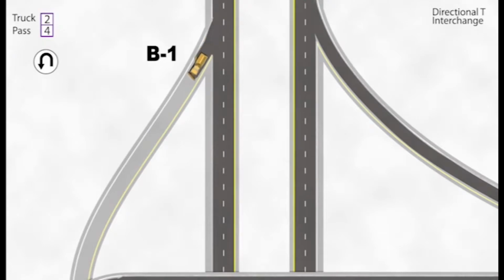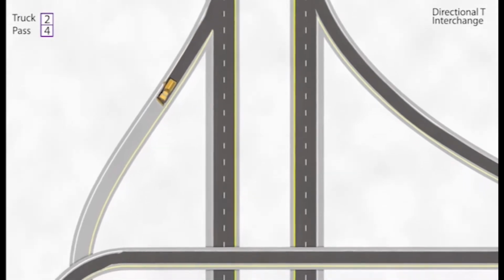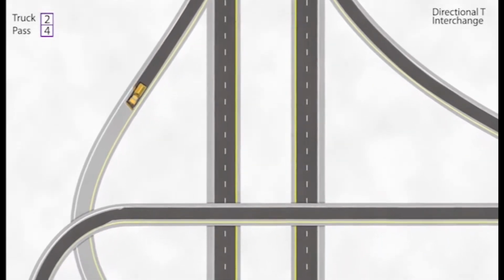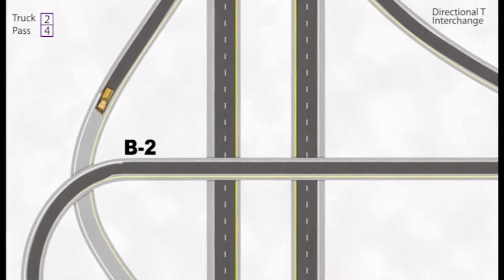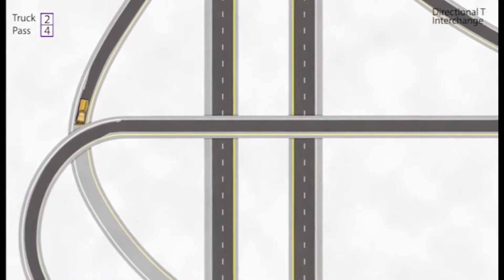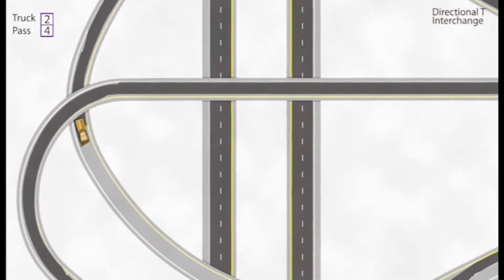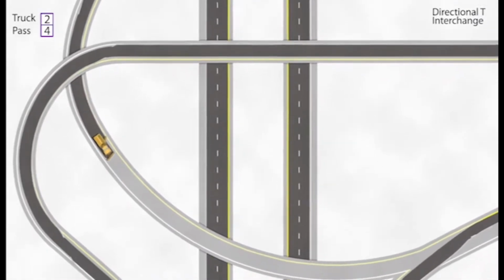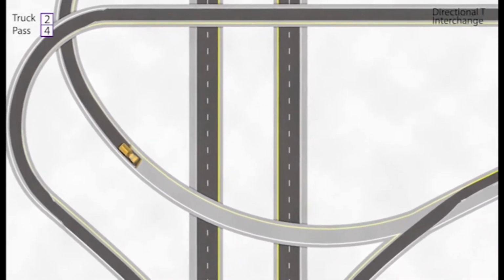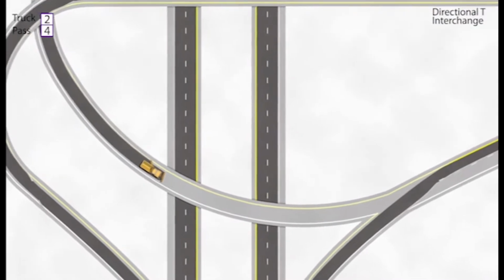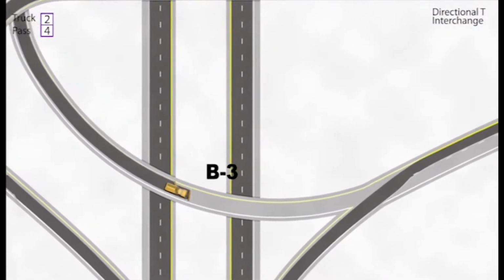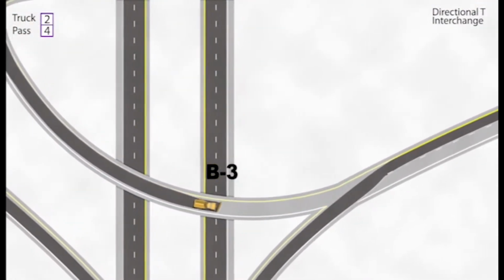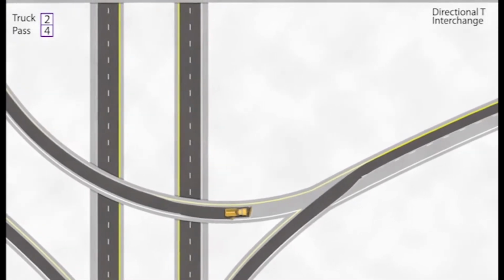It starts pass 2-4 with both plows still angled to the right, but at point B2 at the beginning of the banked curve, the front plow is angled to the left and the left wing is extended. Again, this is to deposit the snow to the low side of the curve. At point B3, the curve straightens and flattens, and the truck reverses the plow angle to the right.